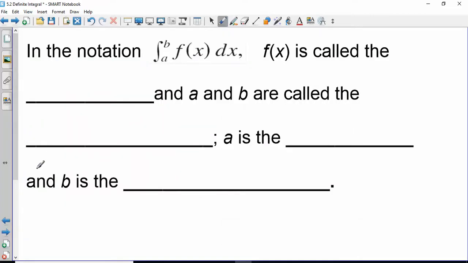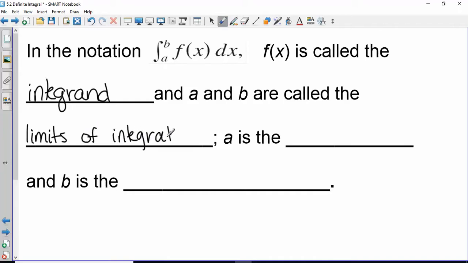Notation-wise, the f of x, the thing we are integrating, is called the integrand. The a and b are the limits of integration. We call a the lower limit and b the upper limit.